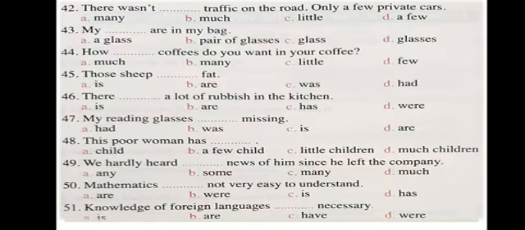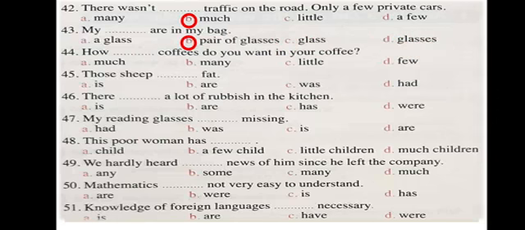42. There wasn't a space traffic on the road, only a few private cars. Many, much, little, few. Much. 43. My space are in my bag. A glass, a pair of glasses, glasses. Pair of glasses. لا دي الأفضل الإجابة بتاعتها. هنا glasses. My glasses are in my bag. هنا my pair of glasses المفروض تبقى is in my bag. So this is also a mistake.